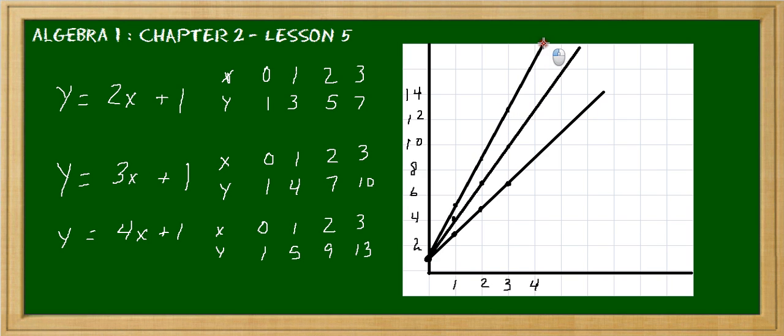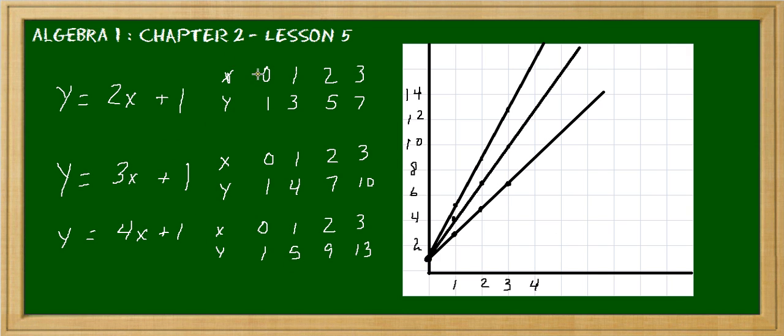And now what we don't have is, as we had in the previous one, we do not have parallel lines, but we do see that they all start right here at 0, 1. Okay, so while we can see that in our equations we have 2x, 3x, 4x, that is changing the slope, okay? But the plus 1 did not change, which meant that our y-intercept was always going to be there.